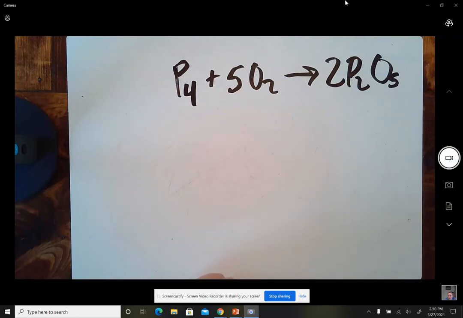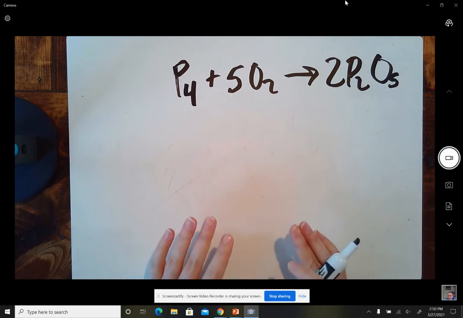Hey guys, all right, so you should have your calculator, a pencil, periodic table, and your notes. Normally I go with the slides, but for today, since there's so much math involved, I'm going to be using my whiteboard.